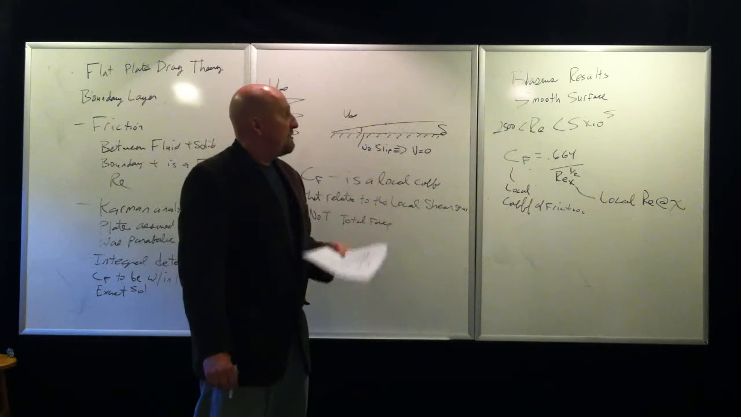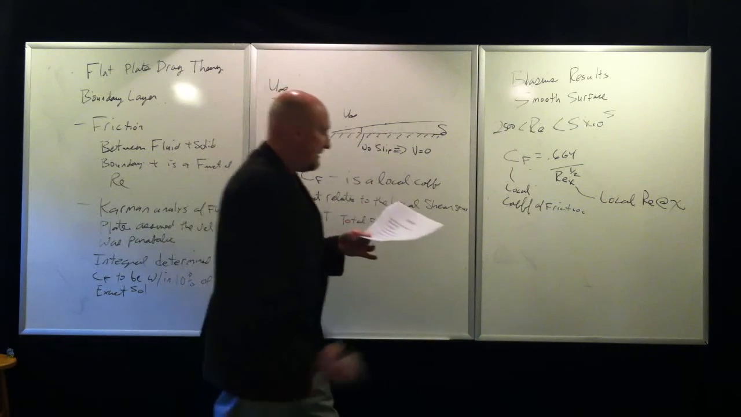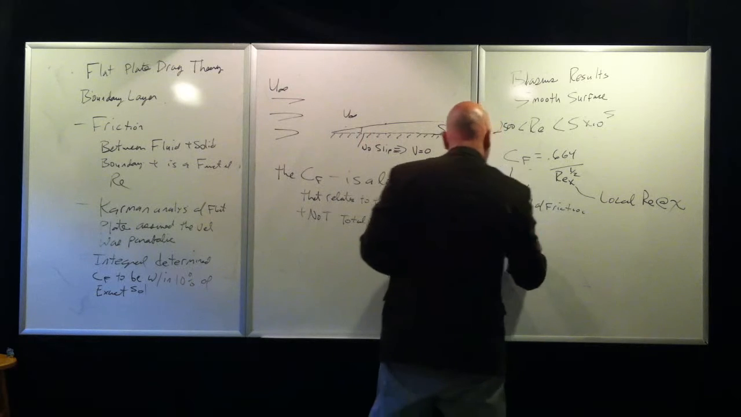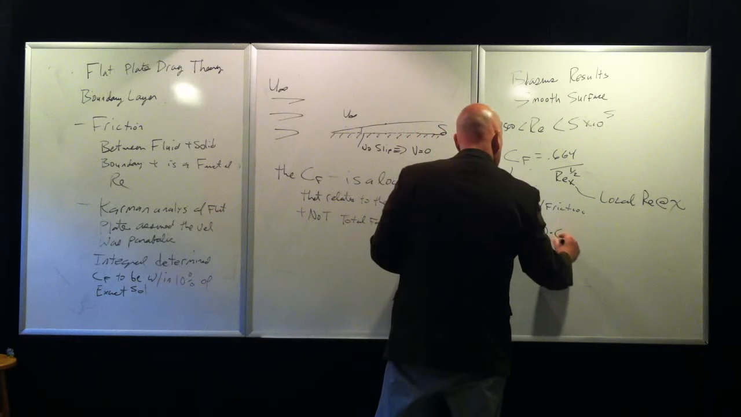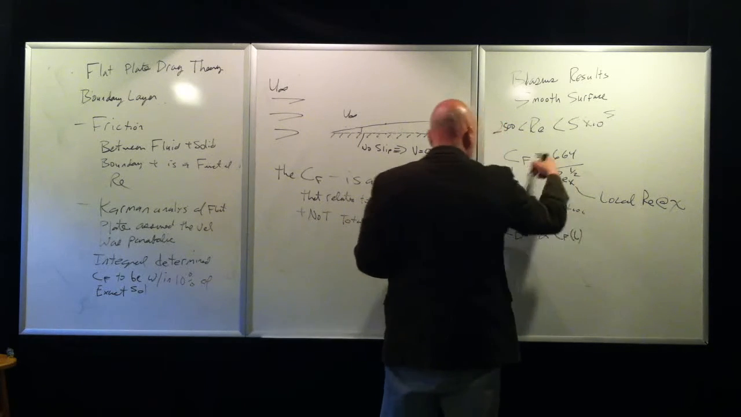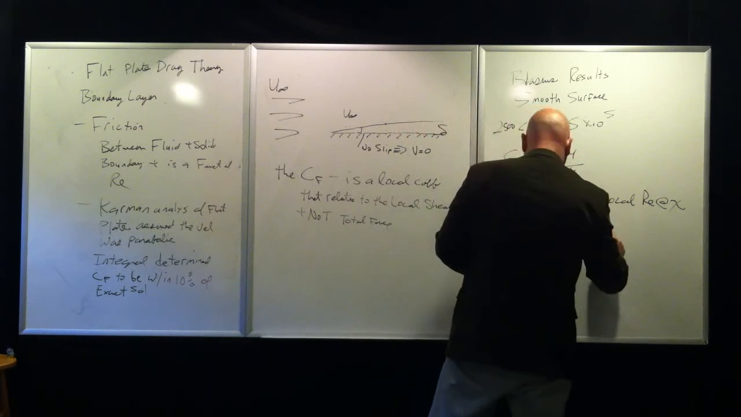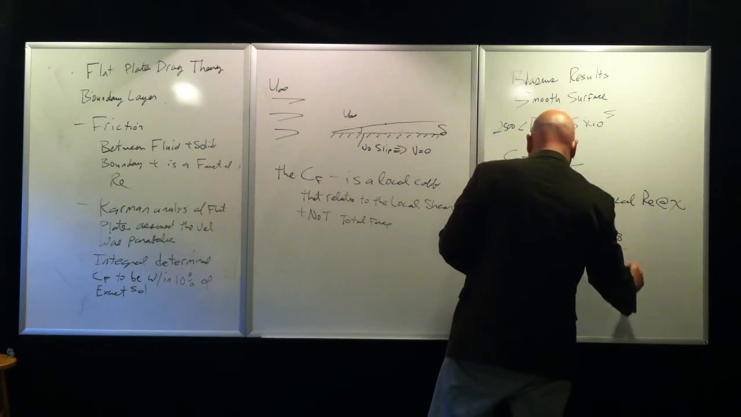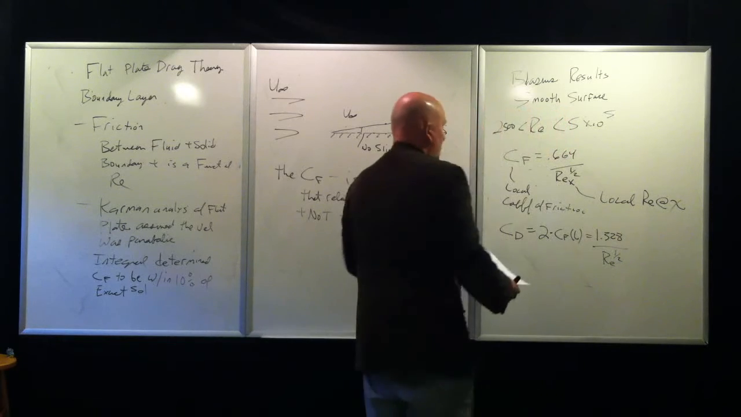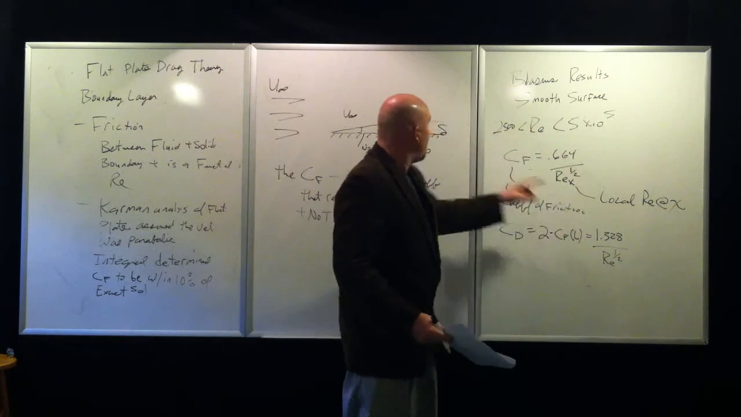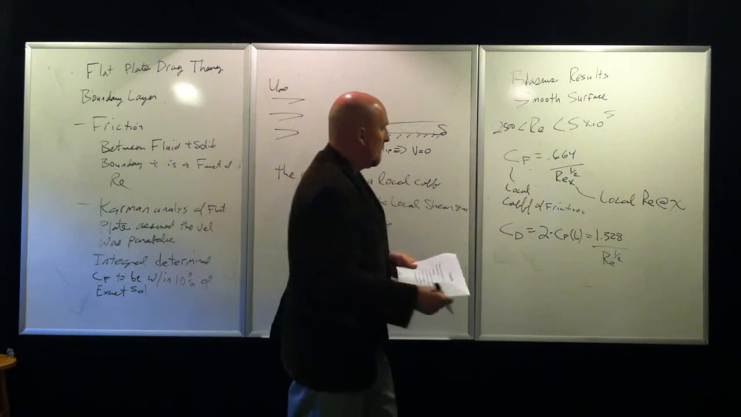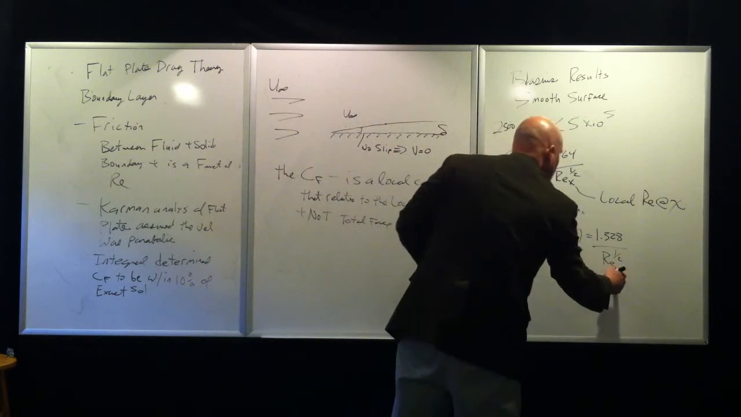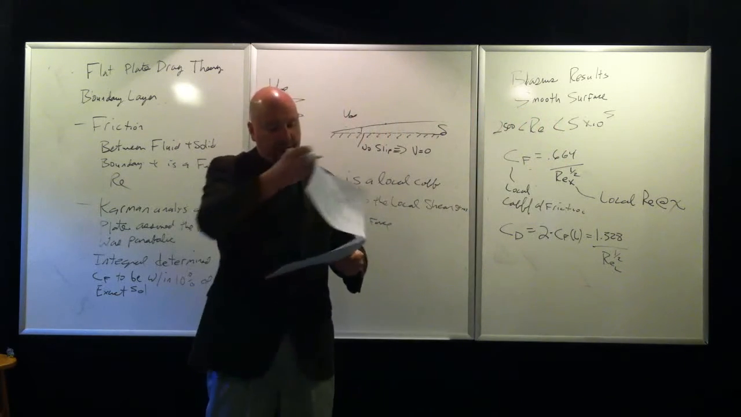After coming up with the coefficient of friction, again using calculus techniques, it was determined that the coefficient of drag equals 2 times the coefficient of friction evaluated over the entire length, which ends up being 1.328 divided by a Reynolds number raised to the 1/2 power. Where this is again the coefficient of friction evaluated at the length of the plate. And this is going to be your Reynolds number evaluated at the length of the plate.